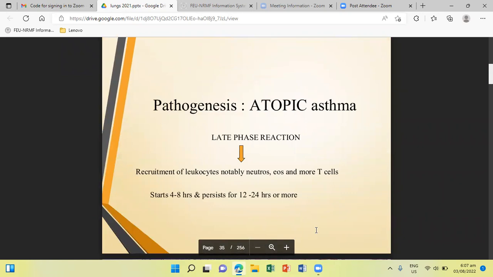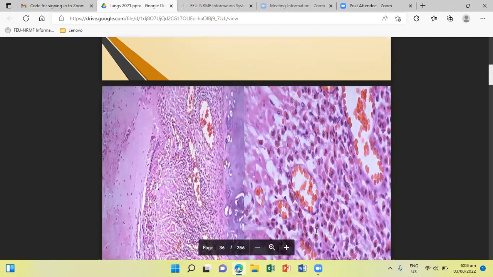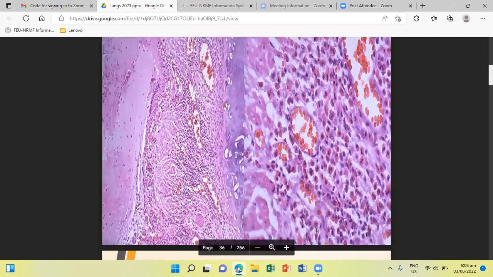Atopic asthma can also have a late phase reaction, and the late phase reaction is dominated by recruitment of leukocytes, notably eosinophils, neutrophils, and T cells. So this is an illustration of our microscopic examination, and as you can see here, you have a lot of eosinophils in the parenchyma.